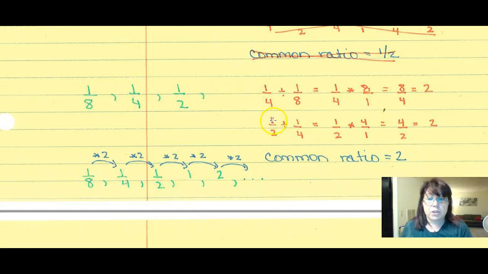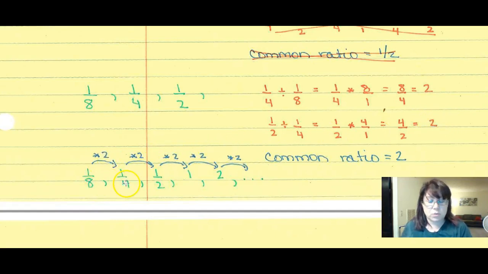Third number is 1/2 divided by the second number of 1/4. No division in fractions, so we have to change it to multiplication of the reciprocal. So 1/2 times 4 over 1. 1 times 4 is 4, 2 times 1 is 2, and 4 over 2 reduces down to 2. So we know we're multiplying by 2 each time.